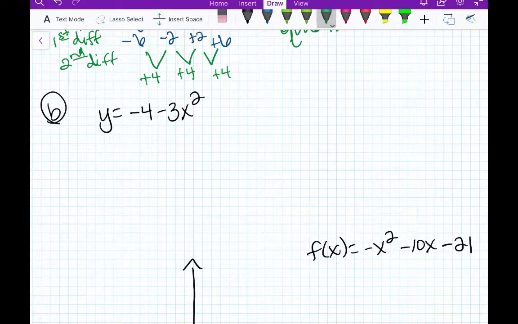Letter B is an equation, and I notice that I have this x squared piece, and I've got a coefficient in front of it that's not a 0. So that looks to me like it would be a quadratic.